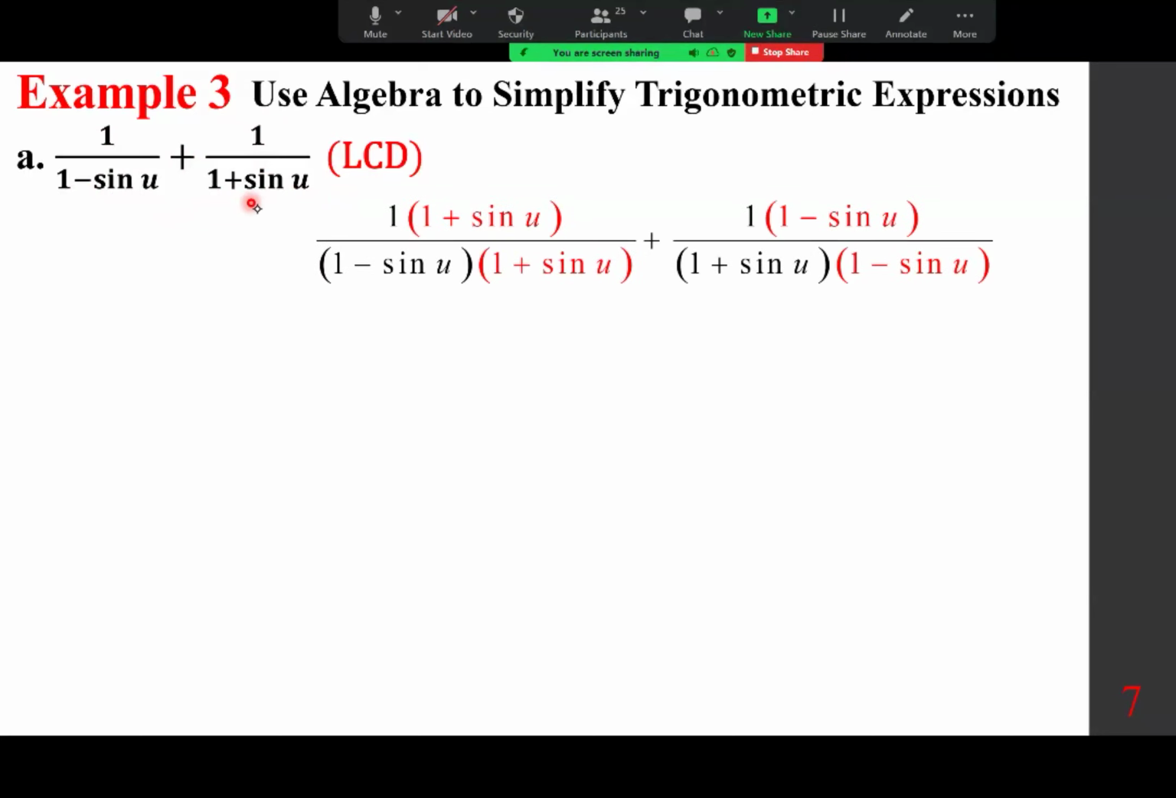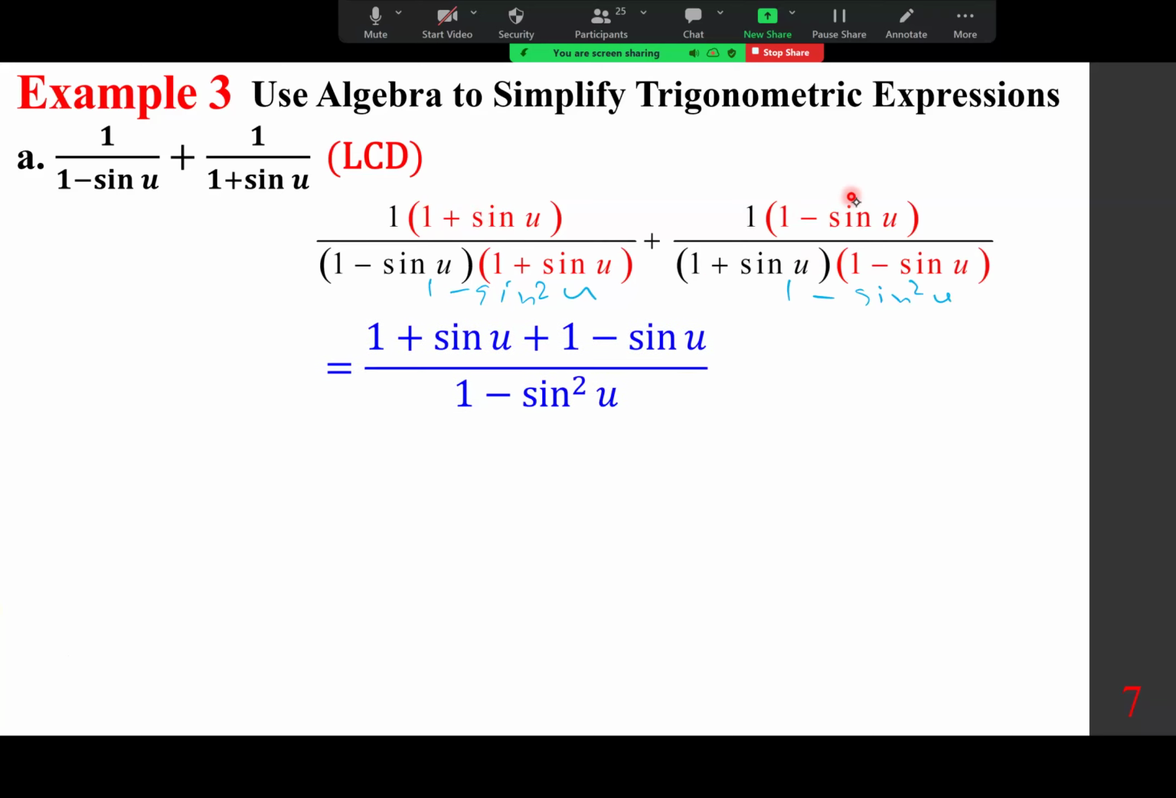In other words, the first fraction, I'm going to raise it by multiplying by 1 plus sine u over 1 plus sine u, whereas the second fraction, I'm going to raise it by multiplying by 1 minus sine u over 1 minus sine u. And of course, now the denominator in each case is 1 minus sine squared. So all you have to do is add up the numerators, and of course, when you distribute 1, nothing changes. This becomes 1 plus sine u, this becomes 1 minus sine u.